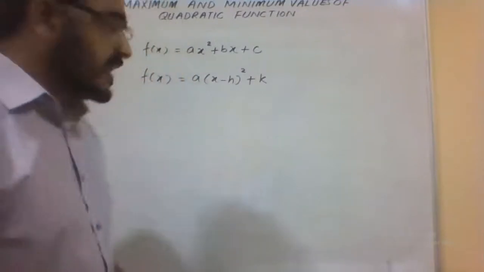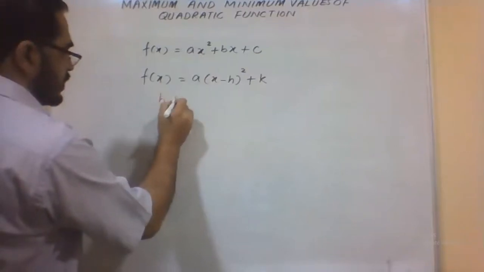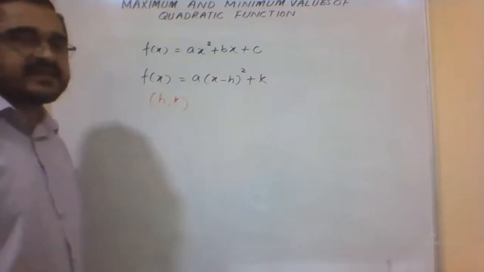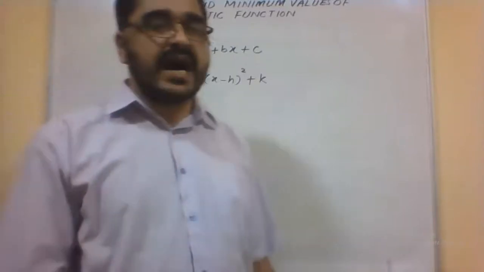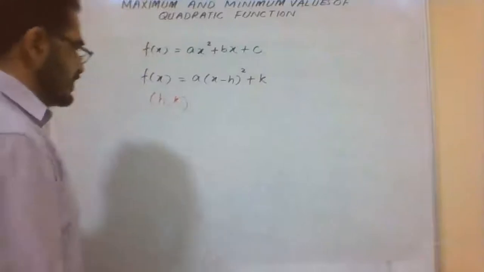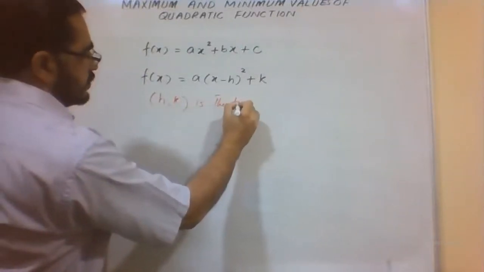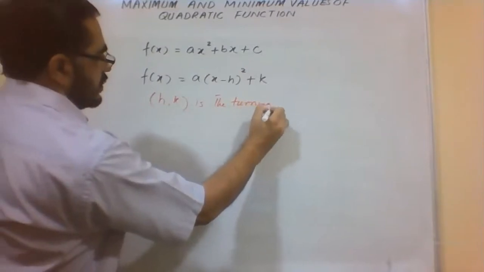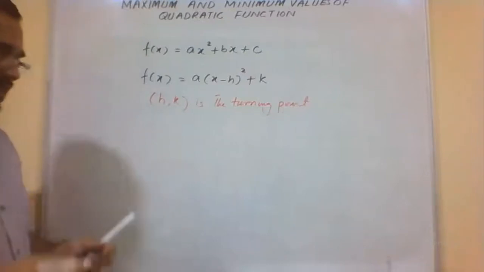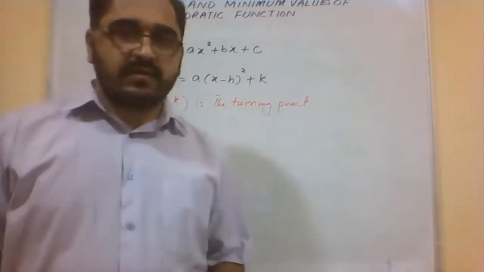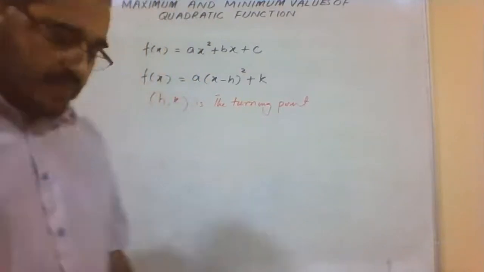Here this h, k are the coordinates of the turning point, meaning the coordinates of the maximum or minimum point. Then how can we know whether this turning point is a maximum point or a minimum point?